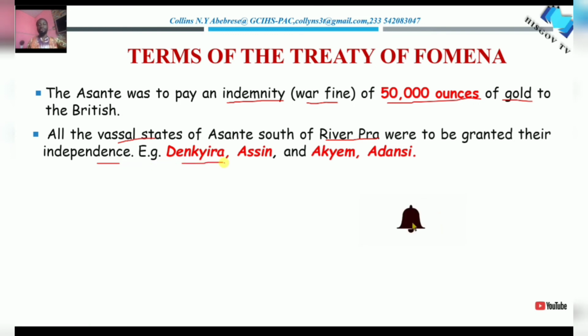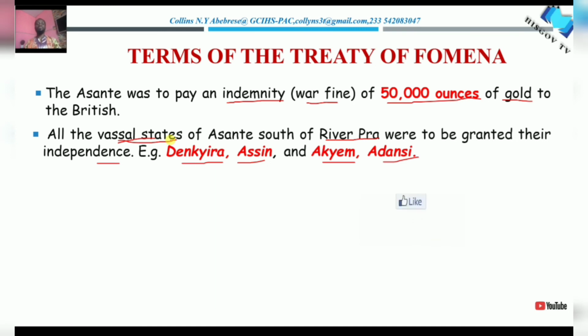And the states south of the Pra, some of them were the Denkyera state, the Asim state, the Akyem state, and the Adansi state. Today we call them the Adansi people, the Akyem people, Asim people, and the Denkyera people. In those days, they were all considered as states. Which then suggests that all these states had been conquered by the Asante Empire, and so they were termed as vassal states. Vassal states are states which have been conquered by a powerful state. So what these vassal states do is that they pay homage or taxes to their conqueror.